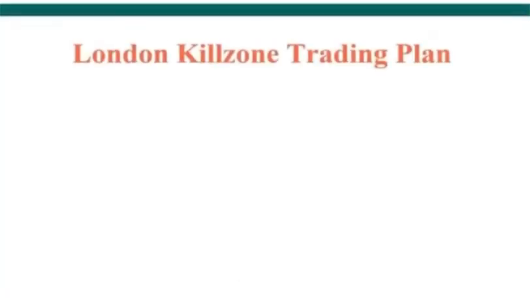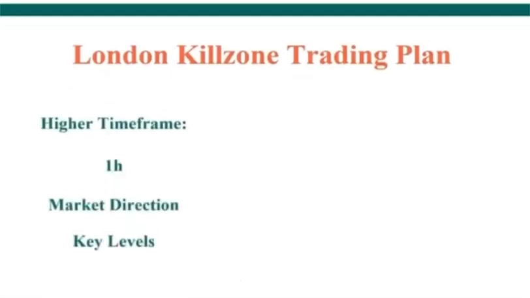Now let me explain to you step by step what we are looking for when the London kill zone begins. First of all, we will start the technical analysis with 1 hour's chart. In this time frame, first, we will identify the market direction since we want to trade with the dominant trend. Then we will point out the key levels and important swings that might reject the price.